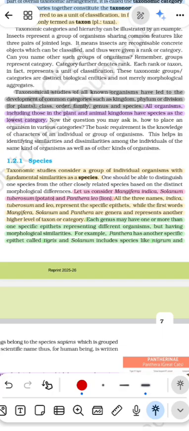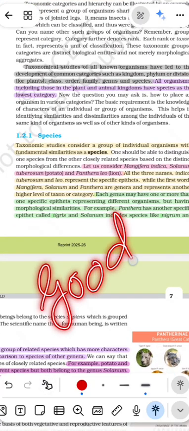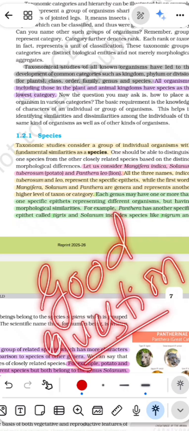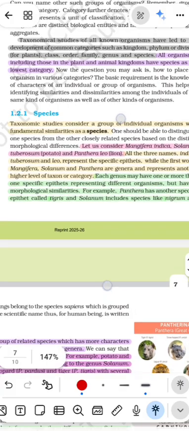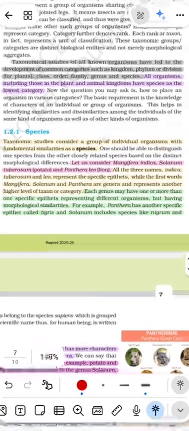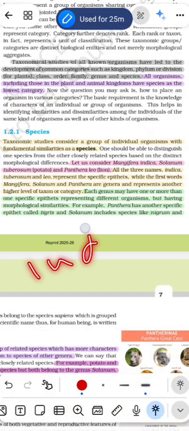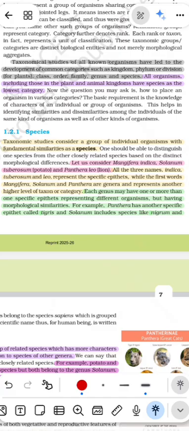Now the question you may ask is how to place an organism in various categories. This is a good question from NCERT. So for this question, the basic requirement is knowledge of character. It means we need to identify the character, identify the animal as per its identification. Then we can arrange it as per its qualities to an exact group.